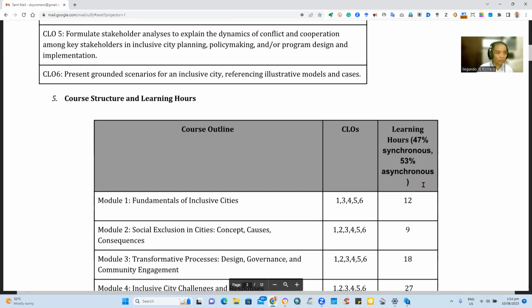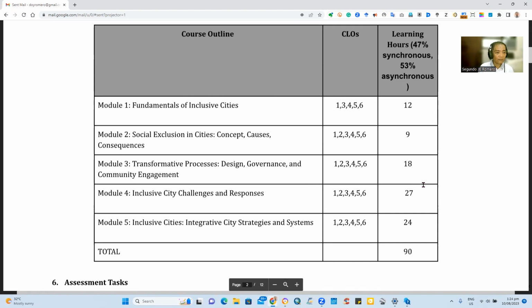Okay, so let's move on to our course structure and learning hours. So basically, we have 5 modules. The first one is on the fundamentals of inclusive cities. We are going to spend 12 hours on this. Half of it will be, of course, in our class sessions, and half of it will be the time that you spend in preparing for the class. So basically, you will see there from learning hours, there will be 47% synchronous and about 53% asynchronous. So about 50-50 in sessions and in preparation time that is allowed you.